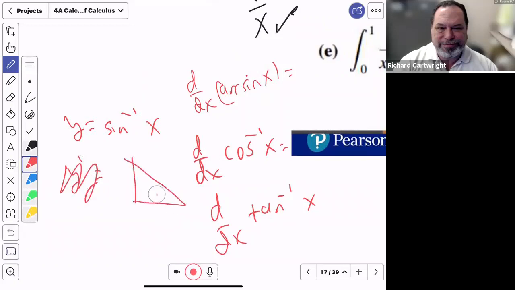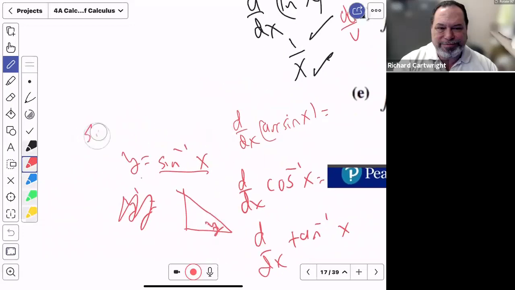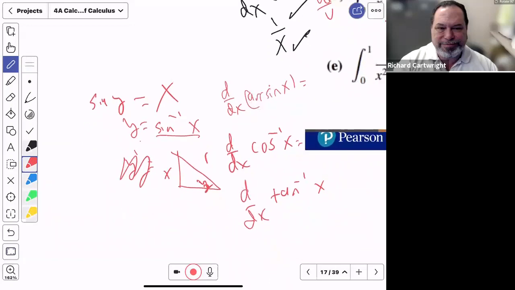And I put my angle in here as y, because that answer is an angle. Then I said, I think we worked it out like this. I did sine of y equals x. So there's my sine, and sine is opposite over hypotenuse, x over 1. Then we used the Pythagorean theorem to get this to be the square root of 1 minus x squared.